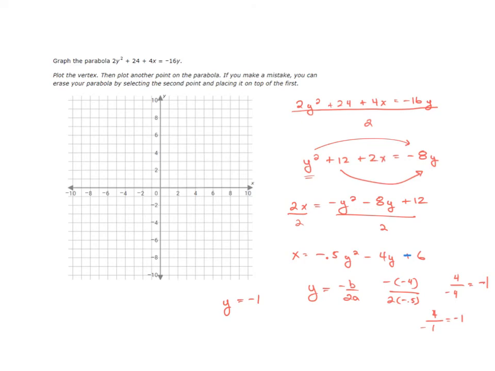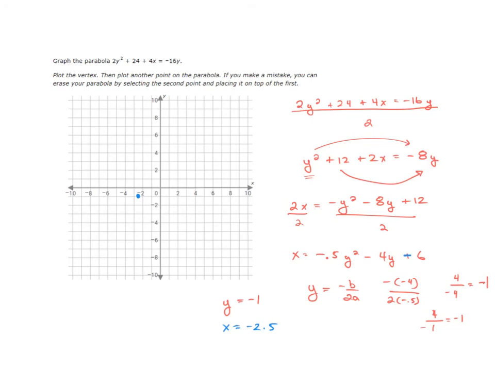So my y is negative 1, and then I could just plug that in. Let me just use a TI-83 to make this move a little faster here. So negative 0.5 times, plug in the negative 1 squared minus 4 times the negative 1 minus the 6. That's a negative 2.5. So my x is negative 2.5. So if my y is negative 1, my x is going to be a negative 2.5. And here would be my vertex.